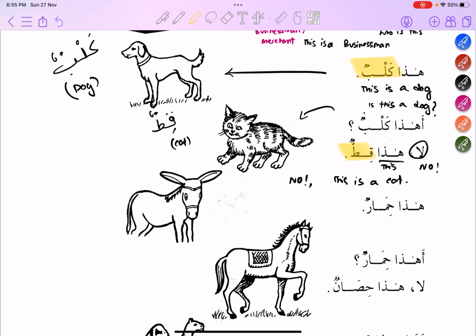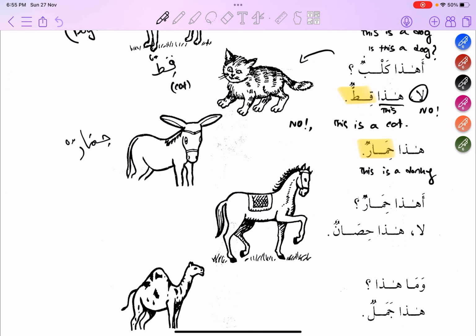هذا حمار, this is a donkey. أهذا حمار? Is this a donkey? لا, no. حصان. هذا حصان. New word here as well. حصان means horse. This would translate: no, this is a horse.